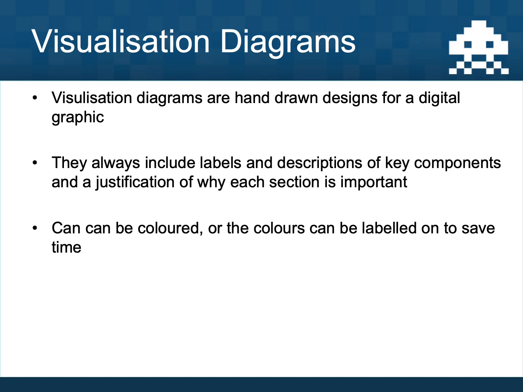So as you hopefully found out from the Do Now activity at the start, visualization diagrams are just simple hand-drawn designs. It's just a complex phrase that means a hand-drawn design for a digital graphic. They always include labels and descriptions of key parts and key components, as well as maybe a justification of why each section has been included and why each section is where it is. They can be coloured, or the colours can just be labelled on. So if you had a box, you could label that red, or you could colour it in if you needed to. And the same with pictures. If you have a picture, you can draw it if you like, or you can just draw a box and say a picture of a football will go here.